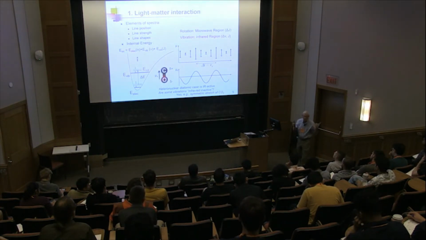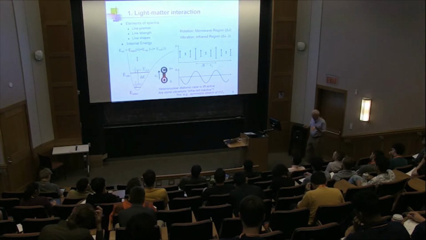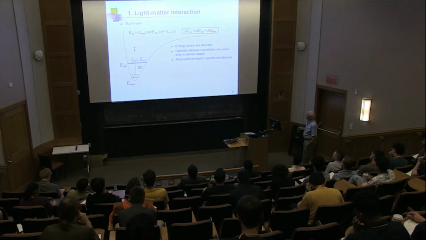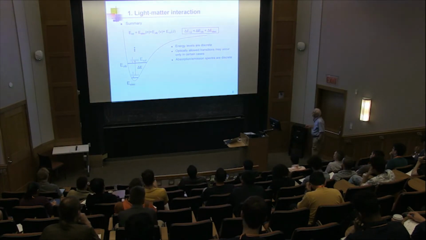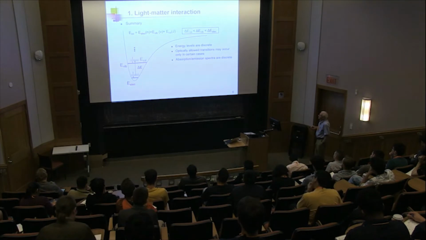It's there, it's stretching, it's got quantum states, but it doesn't emit or absorb light. But it'll do something. There's always a way to study it. So energy levels are discrete. Optical transitions occur, and therefore the absorption and emission spectra are discrete.